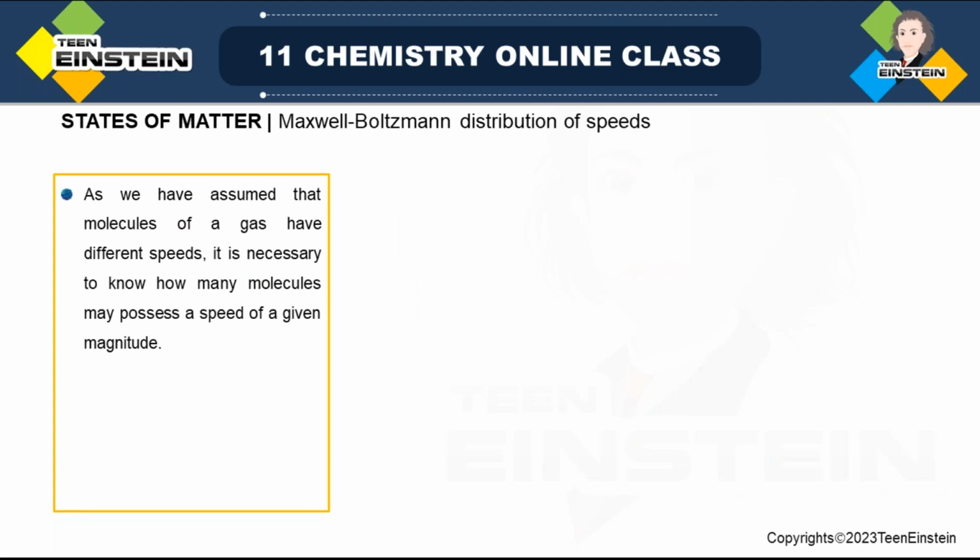After finishing this correlation of gas laws and kinetic theory, the next topic is the Maxwell-Boltzmann distribution of speed. Now you will be able to understand how the speed, in the previous 3 to 4 slides, what we have seen, that when temperature is increased, average kinetic energy is increased and the speed of the molecules is also increased.